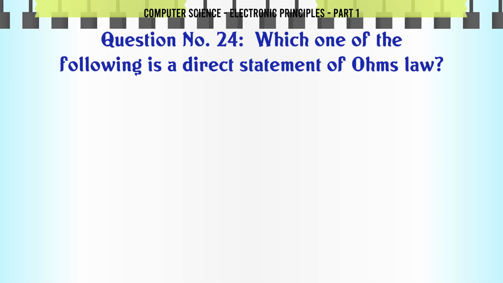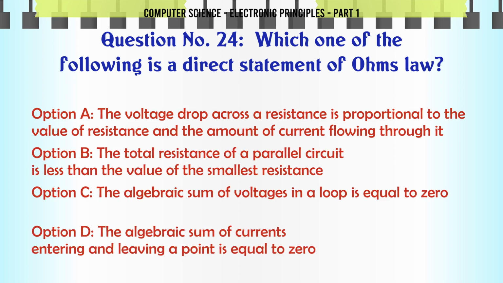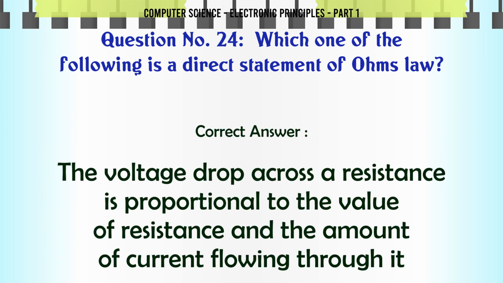Which one of the following is a direct statement of Ohm's law? A. The voltage drop across a resistance is proportional to the value of resistance and the amount of current flowing through it. B. The total resistance of a parallel circuit is less than the value of the smallest resistance. C. The algebraic sum of voltages in a loop is equal to 0. D. The algebraic sum of currents entering and leaving a point is equal to 0. The correct answer is: the voltage drop across a resistance is proportional to the value of resistance and the amount of current flowing through it.